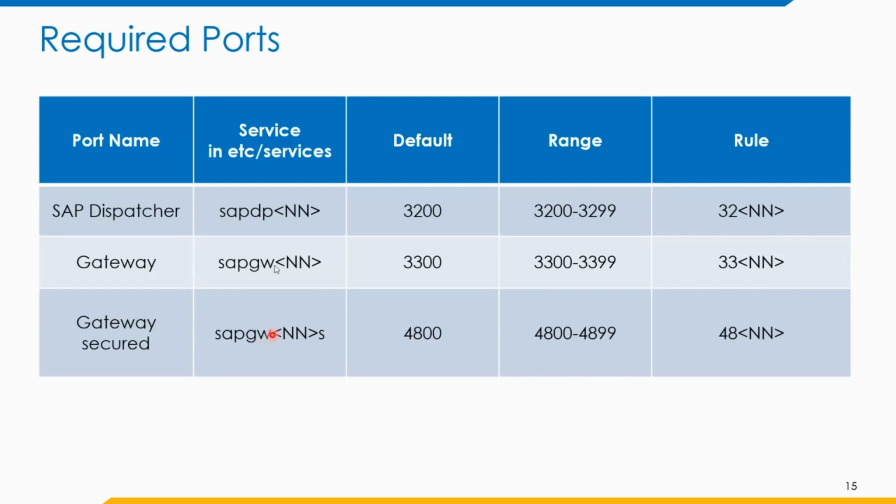The only change in the service name is GW followed by two numeric characters and followed by an S, which specifies the secured. So these are the required ports that need to be open in SAP in target sources, that is the SAP HR or HCM system.